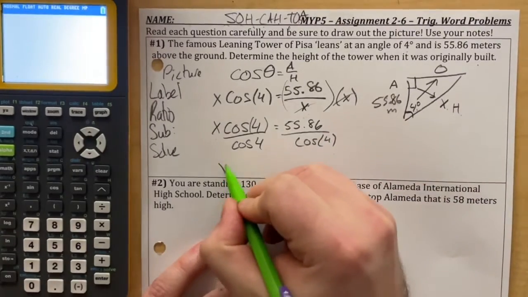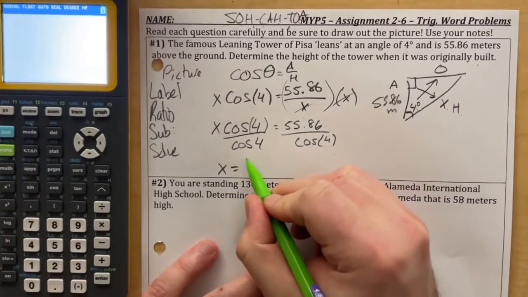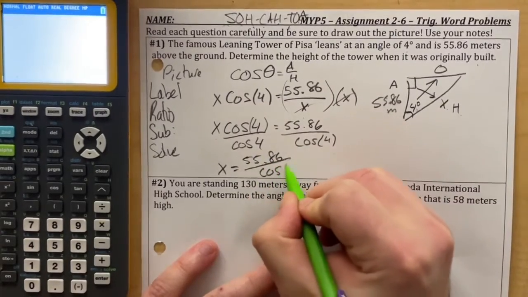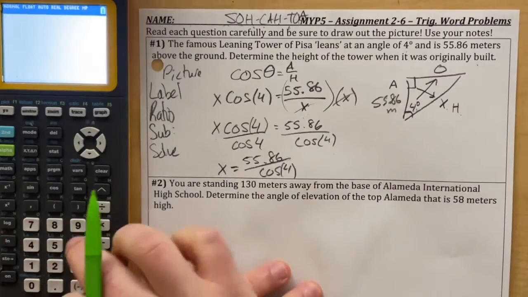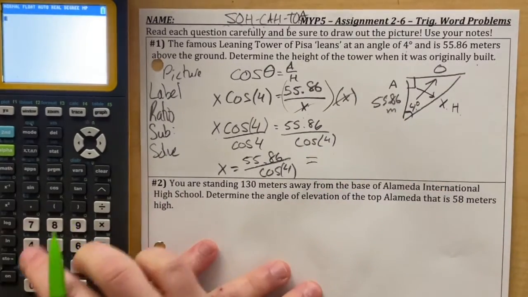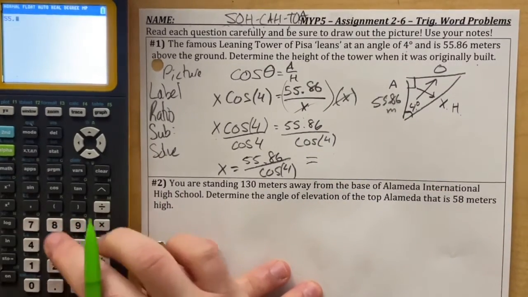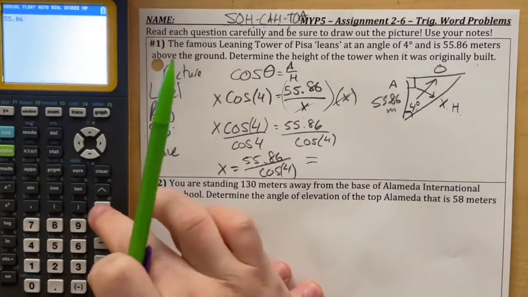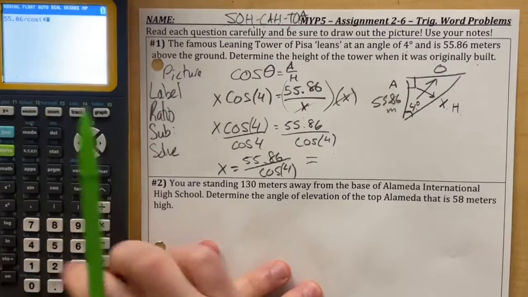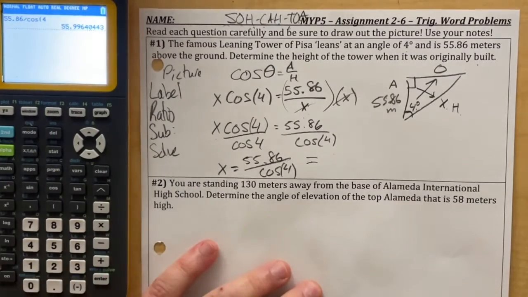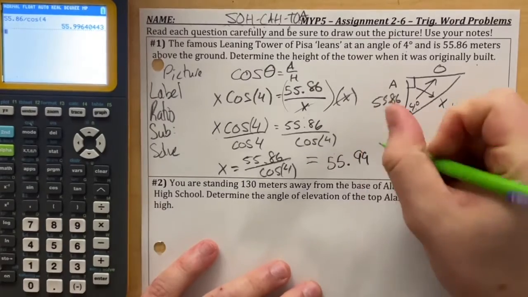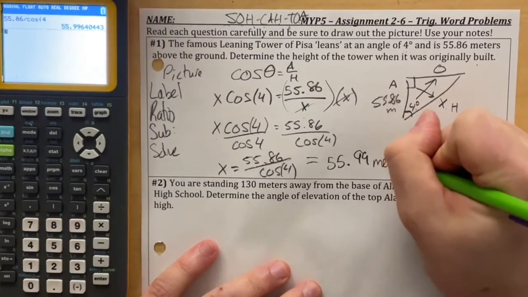And so you should have x is equal to 55.86 divided by the cosine of 4, which let's find out what that is equal to. So we have 55.86, again, make sure you're floating and you're in degrees. So I have cosine of 4, that's gonna be equal to, we can say 55.99, we can say meters.